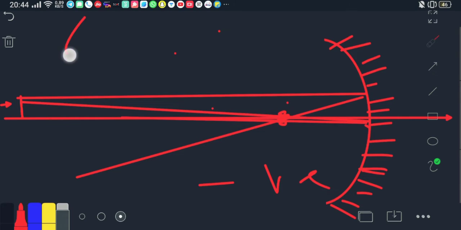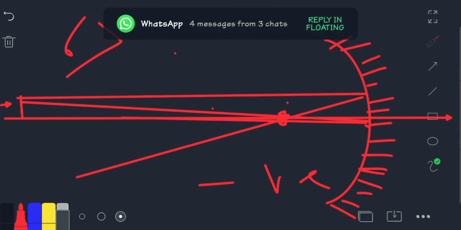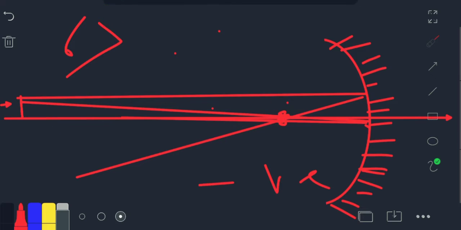Okay, this is our sixth and last ray diagram. Now our two rules are over, and one rule is remaining, so we'll discuss that rule. Our last rule is: if an incident ray passes through the center of curvature of the mirror, the reflected ray traces the same path back.